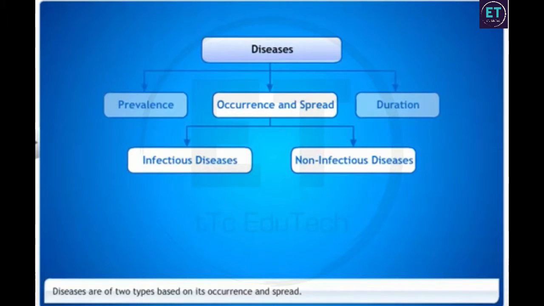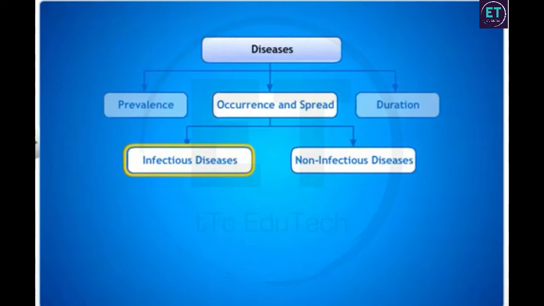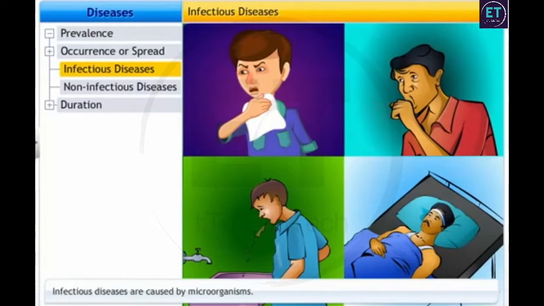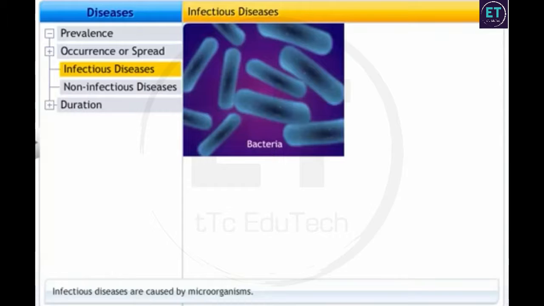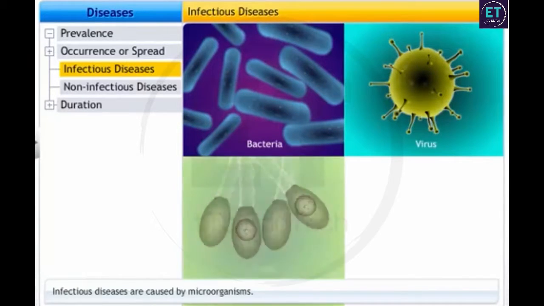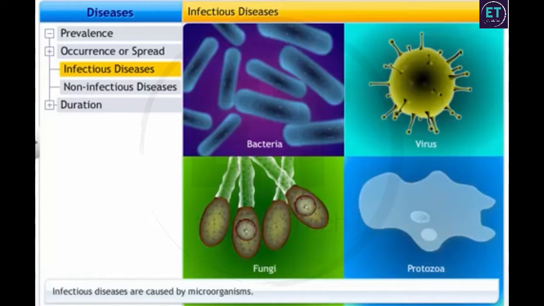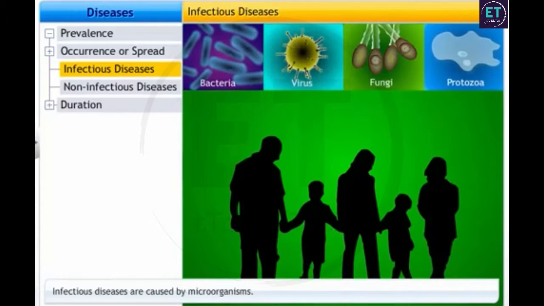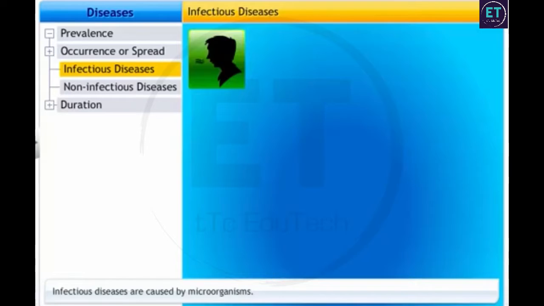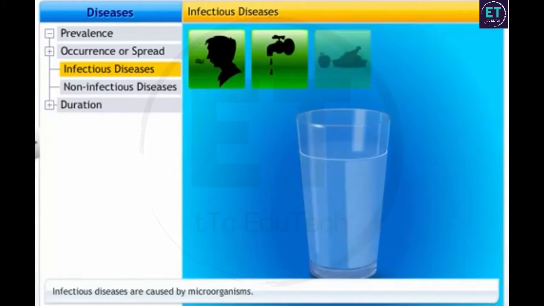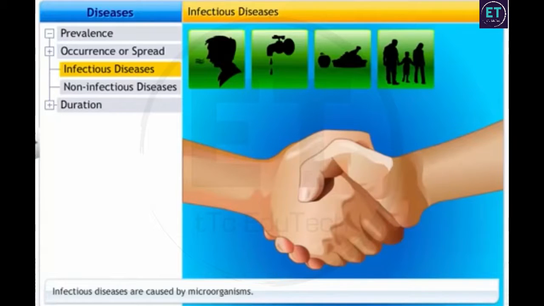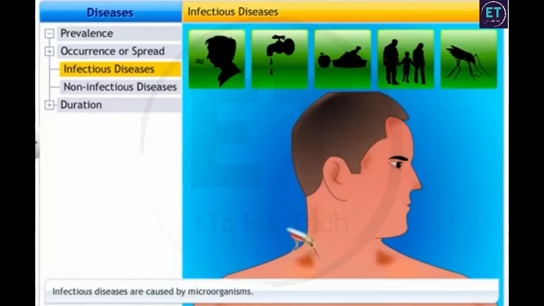Diseases are divided into two types based on its occurrence and spread: infectious diseases and non-infectious diseases. Infectious diseases are caused by microorganisms like bacteria, virus, fungi, and protozoa. These diseases spread from one person to another through air, water, food, physical contact, and insects. Hence, they are also called communicable diseases.